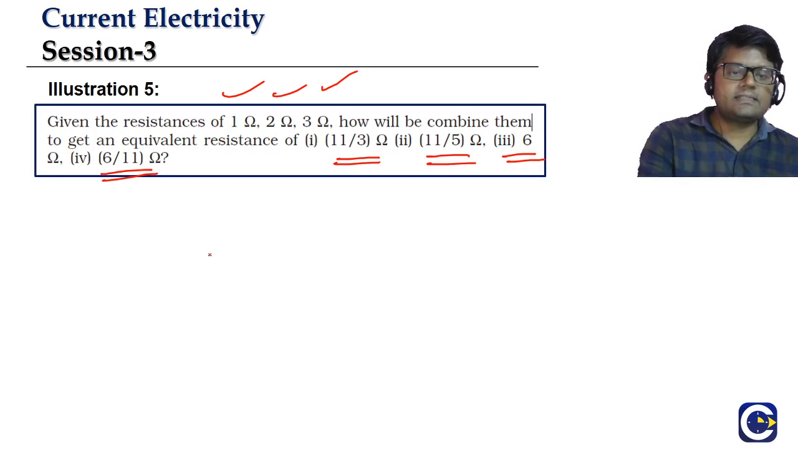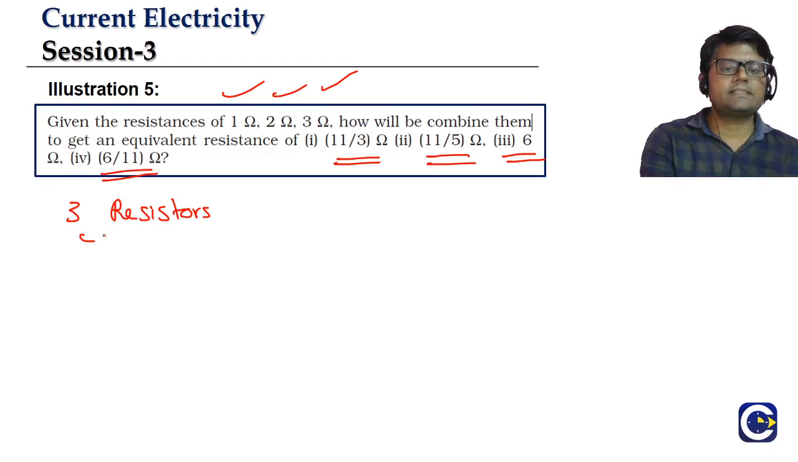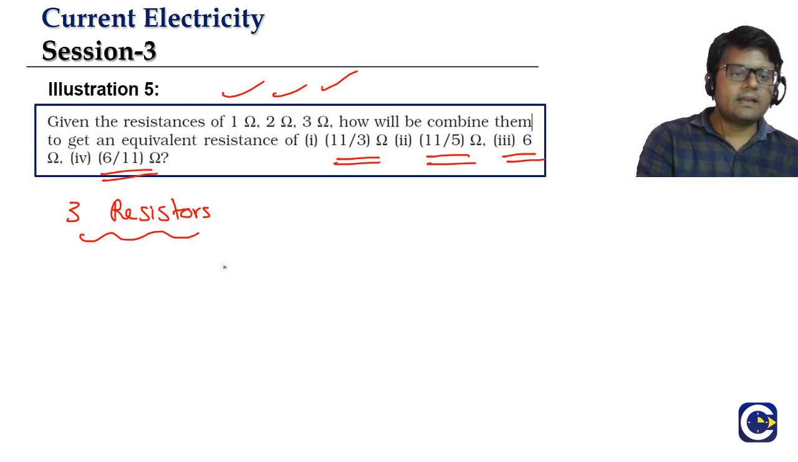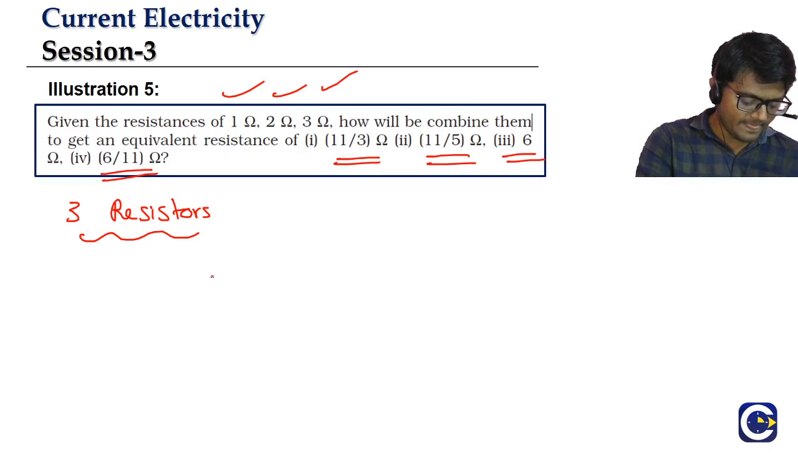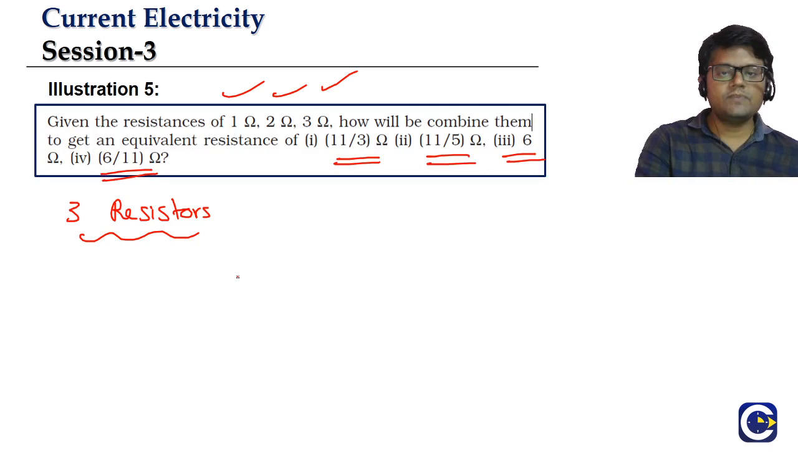So how many resistors are there with us, guys? We have 3 resistors. Using these, we have to combine them in different manners. How can we combine them? So think about the possibilities, guys. What are the possibilities we can think of? Different possibilities we can think about.